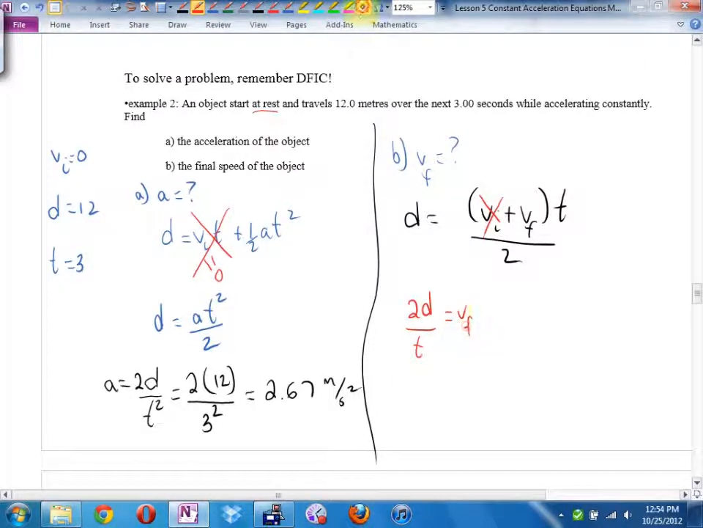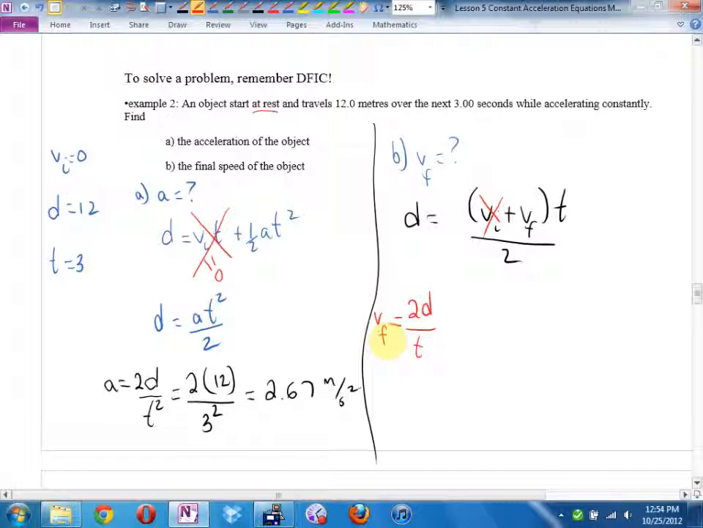Oh, you know what? I like writing the VF by itself over on the left-hand side because that's what we're used to. There's a brand new equation. Am I going to bother memorizing that? No! I've got the four on my sheet. I can derive whatever I need to. I'm good.